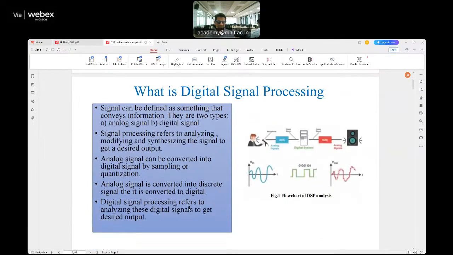So what is digital signal processing? A signal can be defined as something that conveys information. There are basically two types, analog signal and digital signal. Signal processing refers to analyzing, modifying and synthesizing the signal to get a desired output. Remember these three words, they seem simple but they convey very much essence. Analyze, modify, and synthesize. Are they all the same or different?